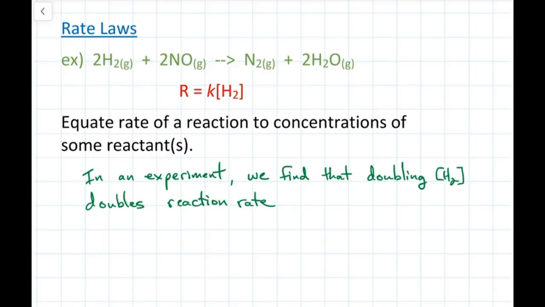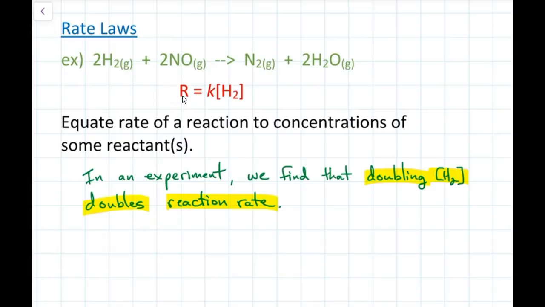Okay, so we're looking at two variables. We're looking at reaction rate and we're looking at concentration of H2. And it looks like if we double one of them, the other one doubles as well. So what kind of relationship does that sound like? Okay, so if we double the H2, the reaction rate doubles. So it sounds like the rate is proportional to the concentration of hydrogen. And if we look at our equation, our rate law, that's essentially what this is saying.